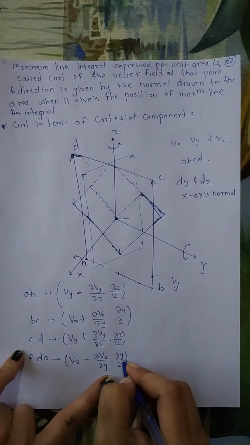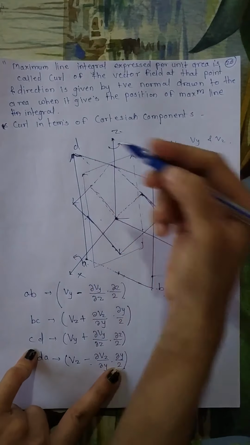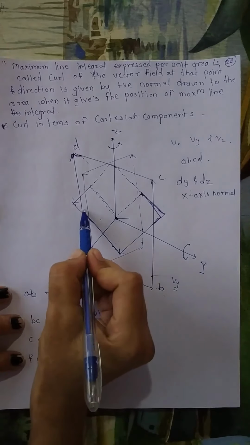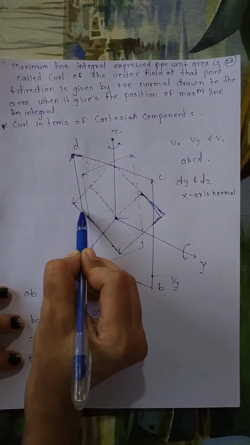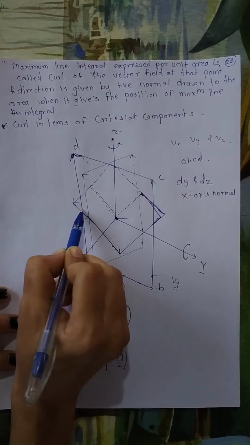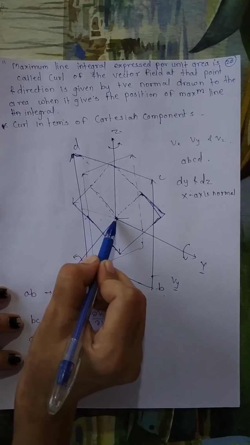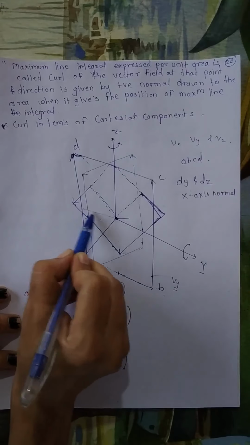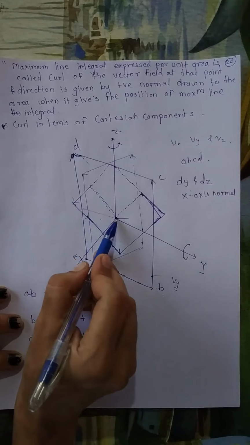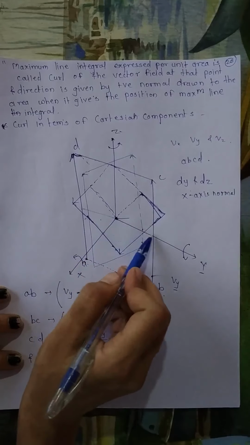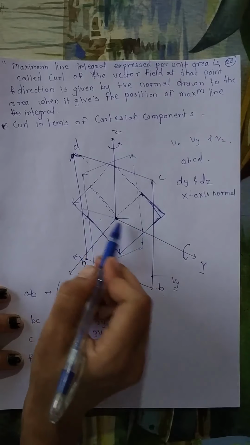And why this dy by 2? Because if you observe here, the center of this boundary DA is half of dy from the center of our rectangle, so it is dy by 2, and this distance is again dy by 2. If you draw a symmetric figure, you will get that idea.